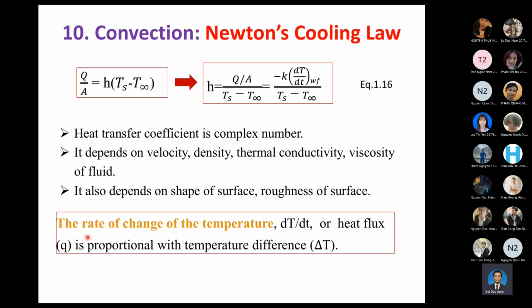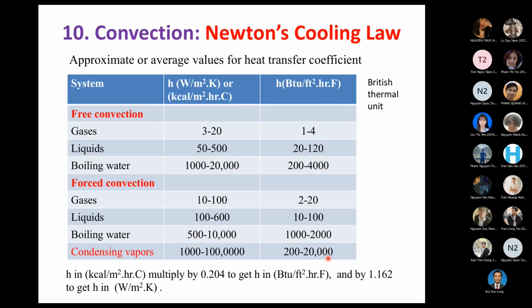So the rate of change of temperature is proportional to the temperature difference, delta T. Here, as I said to you, engineers have already developed H values for you, so you can check. These are the approximate or average values for the heat transfer coefficient for different conditions or different systems.